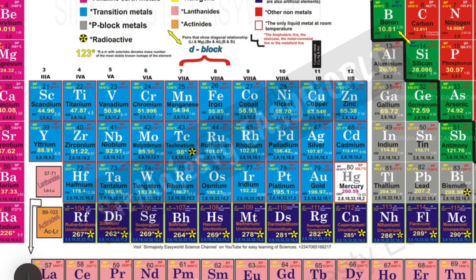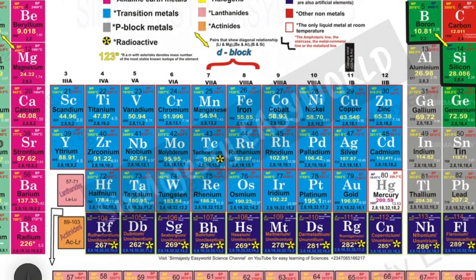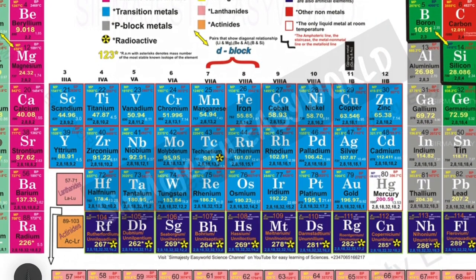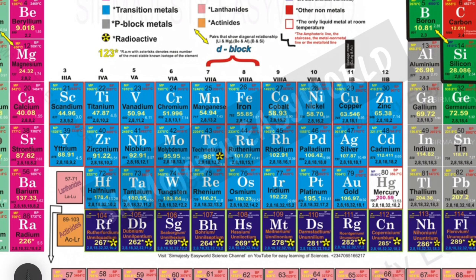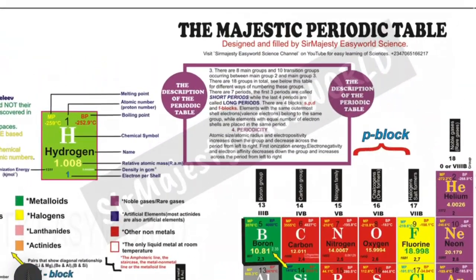We have the four blocks, the P, the D, F, and S. In the correct order should be S, P, D, F. But the D block elements usually have the catalytic ability. They are transition elements, and we say they have variable oxidation state. They have partially filled d orbital. So that's very clear. So you can place order for this majestic periodic table.